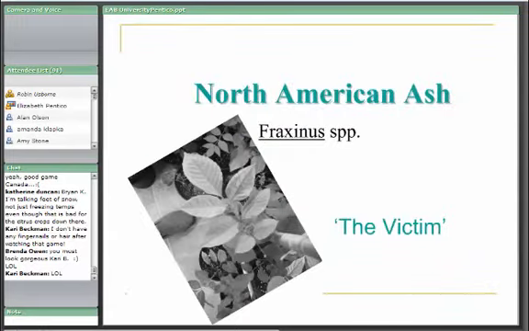Before we get into this, there's a couple of things that we need to understand about North American ash. That is the resource that we are trying to protect, and beyond ash, the place that ash holds in our ecosystems and in our urban scapes. So ash is really the victim in the scenario here.